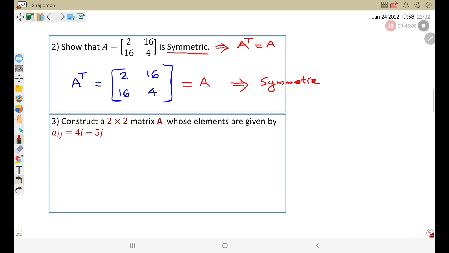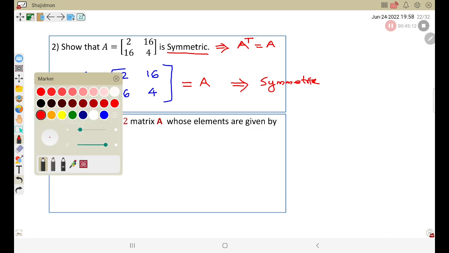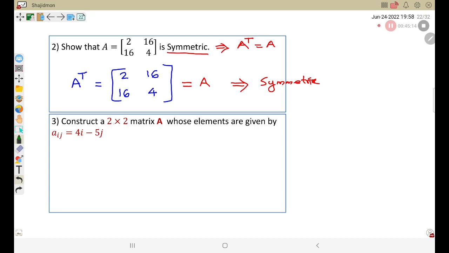Symmetric matrix. I hope you understood this question. Now we will go to the next one. Construct a 2x2 matrix. We need to create a 2x2 matrix. Name it as A. We are calling it as A.